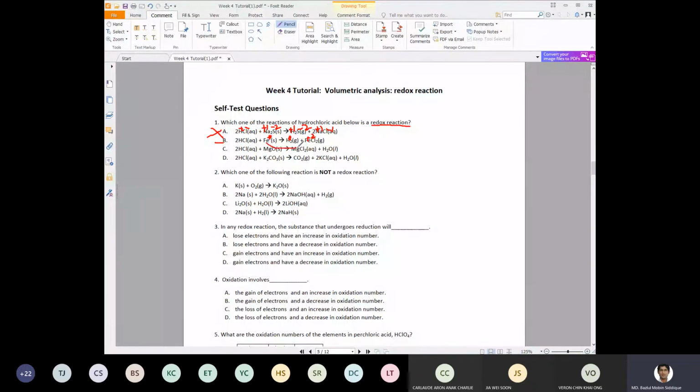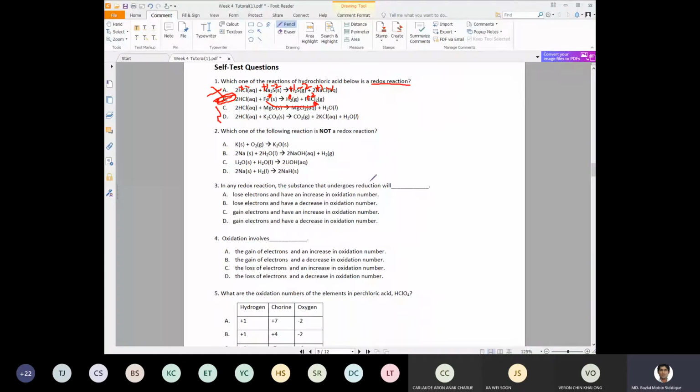However, iron changes to positive 2. That means it lost 2 electrons, and that is how it becomes oxidized. So this is the oxidation reduction. Option B is the oxidation reduction. For C and D, by the same logic, you will see there is no net change in their oxidation state.